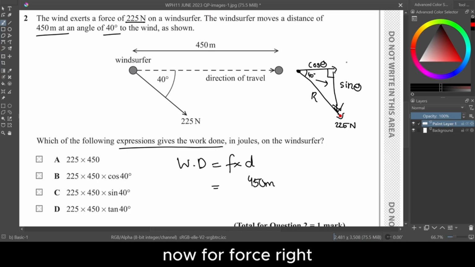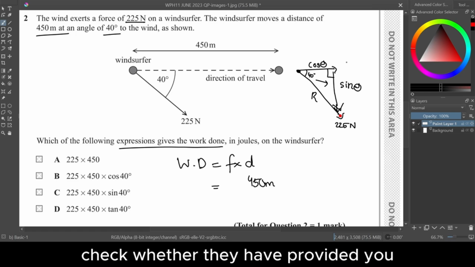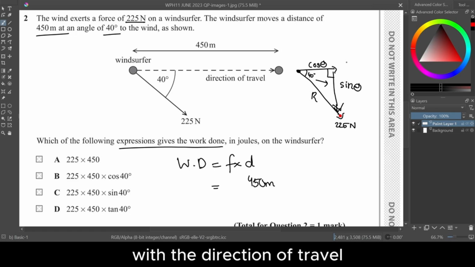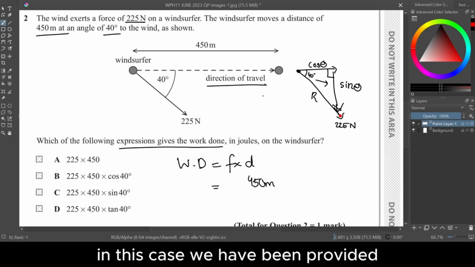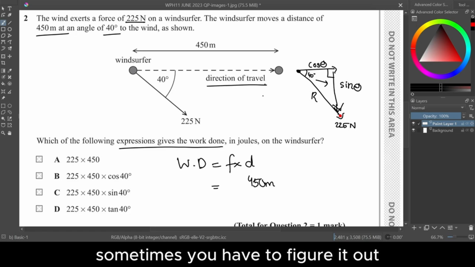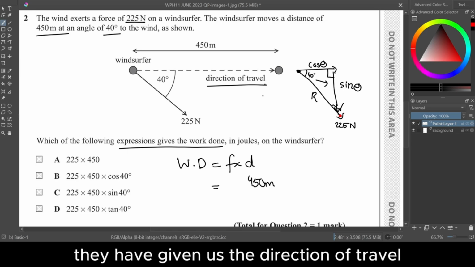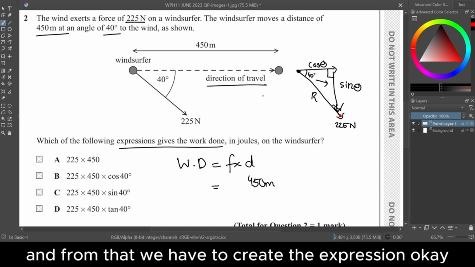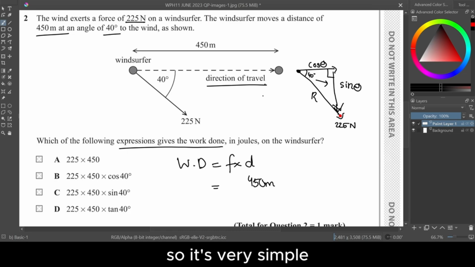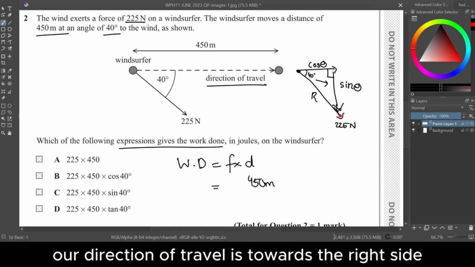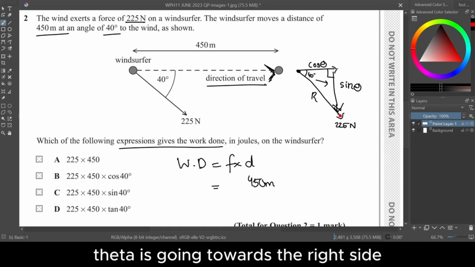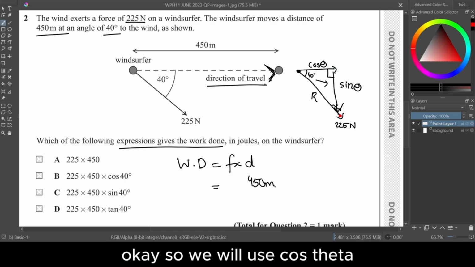Now for force, how will I get force? So check whether they have provided you with the direction of travel or not, right? In this case, we have been provided. Sometimes you have to figure it out, sometimes you make it by yourself, but in this case they have given us the direction of travel, and from that we have to create the expression. Okay, so it's very simple. Our direction of travel is towards the right side, and you can see that cos theta is going towards the right side. Okay, so we will use cos theta.